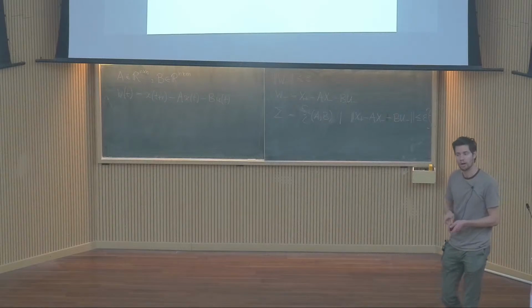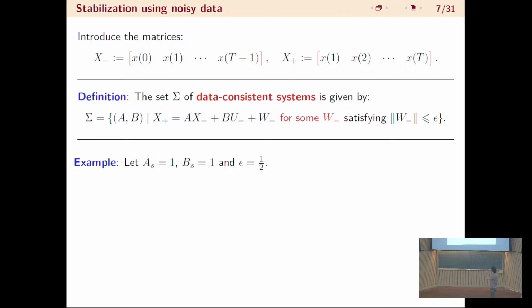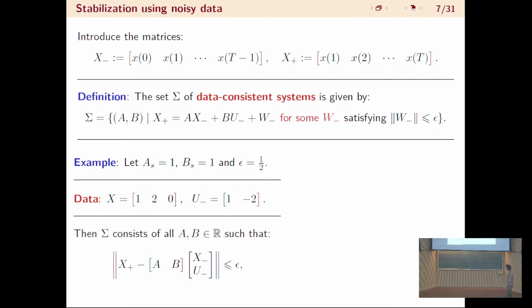Let's have a look at a simple example. So I take here the true system to have A as matrix 1, B is also 1. Epsilon, the bound on the noise, I take 1 over 2. The data that I collect in this case: 1, 2, 0 for the state, 1, minus 2 for the input. And in this case, indeed, the set sigma consists of all A, B such that this bound is satisfied. We worked it out on the board.